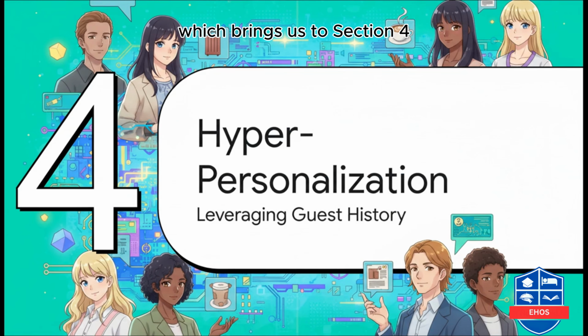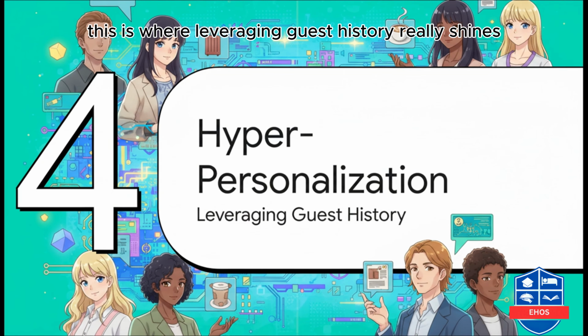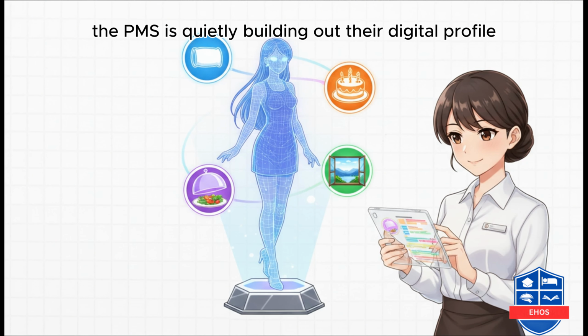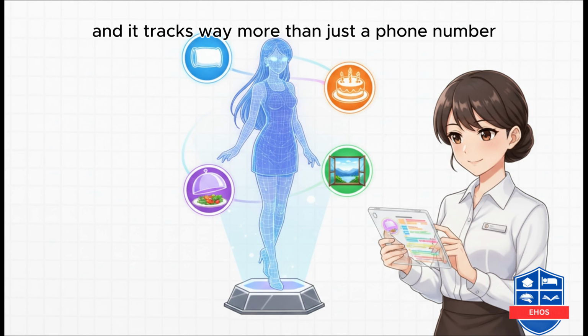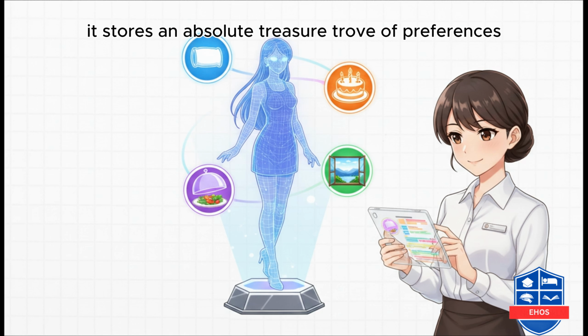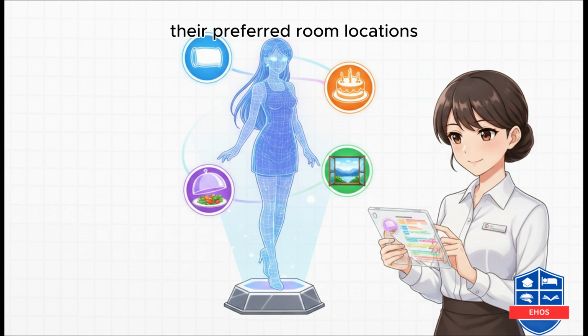Which brings us to Section 4, Hyper-Personalization. This is where leveraging guest history really shines. The guest history module is, without a doubt, the secret weapon of luxury hospitality. Every single time a guest stays with us, the PMS is quietly building out their digital profile. And it tracks way more than just a phone number. It stores an absolute treasure trove of preferences: their preferred room locations, requests for a foam pillow, upcoming birthdays and anniversaries, and any specific dietary requirements.